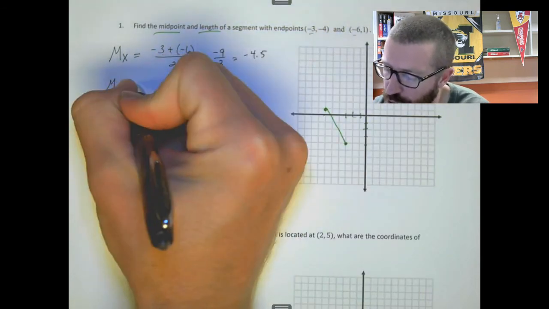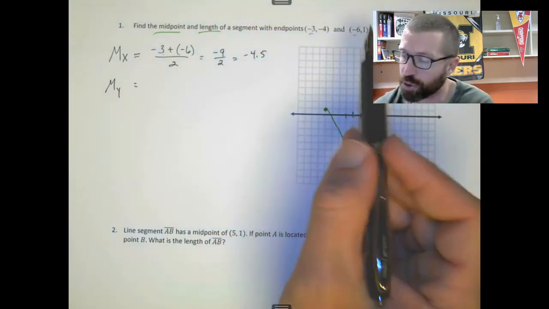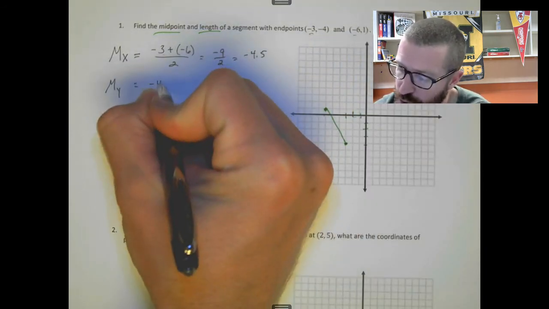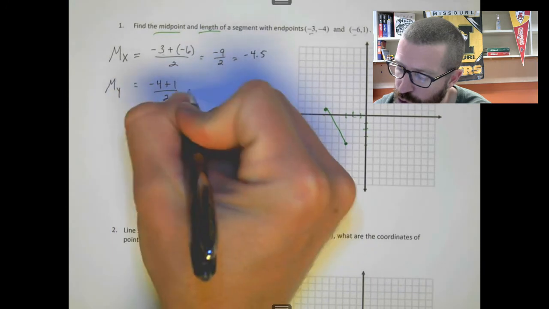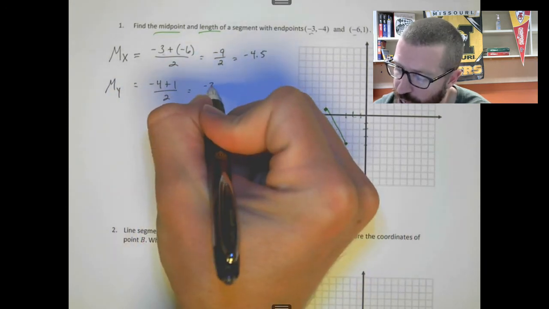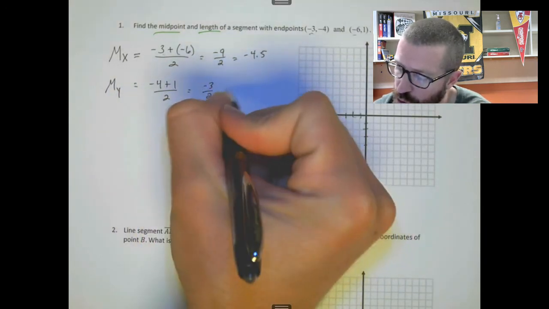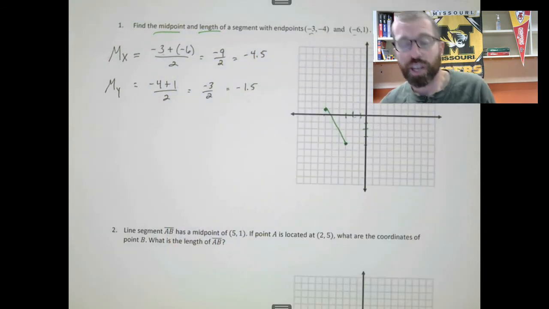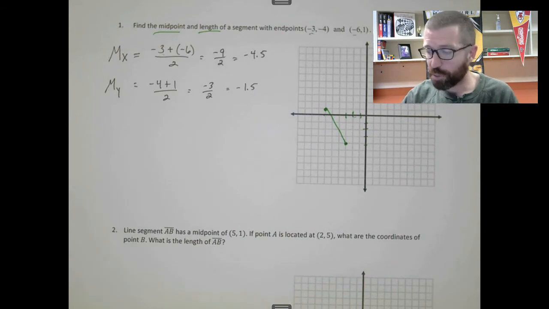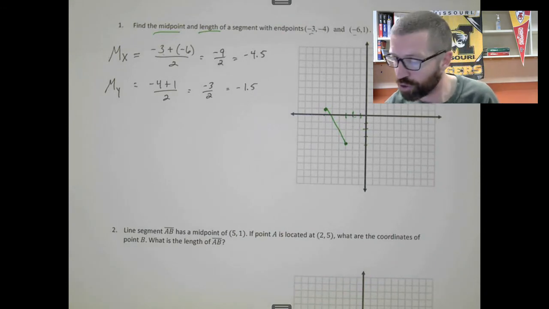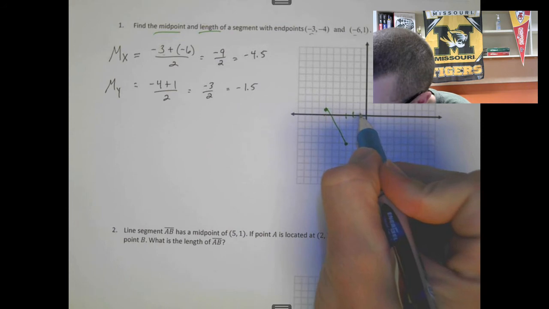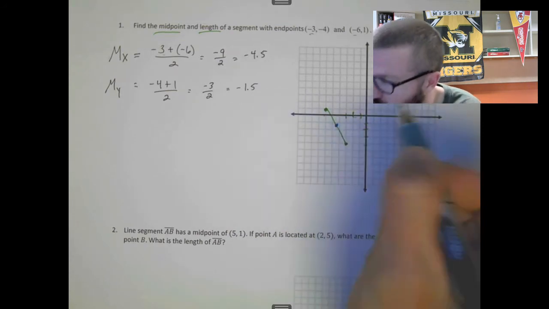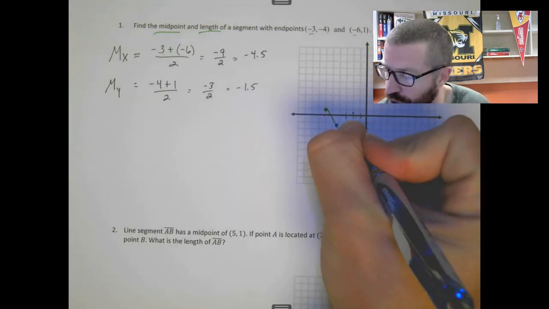And then we'll do the midpoint for the y coordinates. So treat them separately. -4 plus 1 over 2, which is -3/2, or -1.5. Here's the great thing about plotting points: if you mess up, your answer probably doesn't make sense on the coordinate plane. So let's see if ours makes sense. 1, 2, 3, 4.5, and down 1.5. So it's about right there, and that's the midpoint, and it looks like the midpoint.